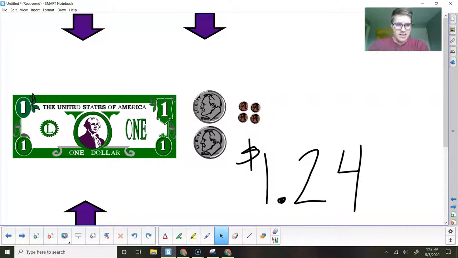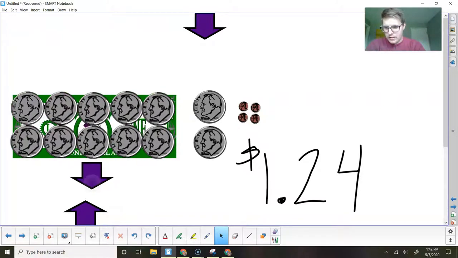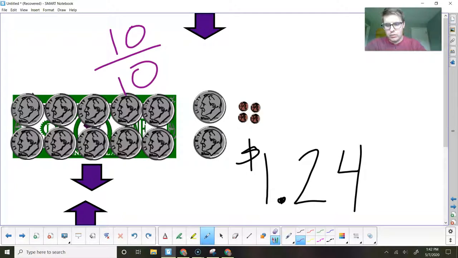How many tenths can you fit in a dollar bill? You can fit 10, right? See how I've got 10 dimes? That's 10 tenths. I'm going to write that fraction. 10 tenths equals one whole dollar.